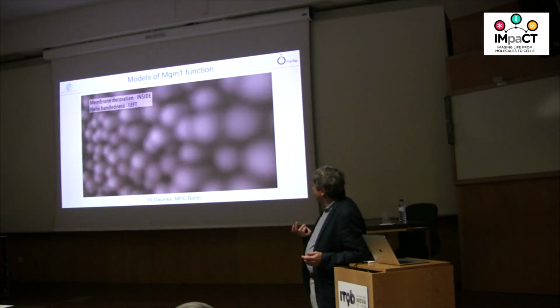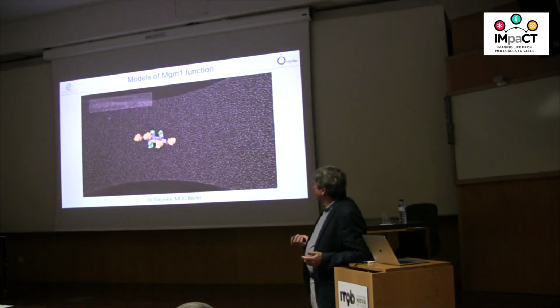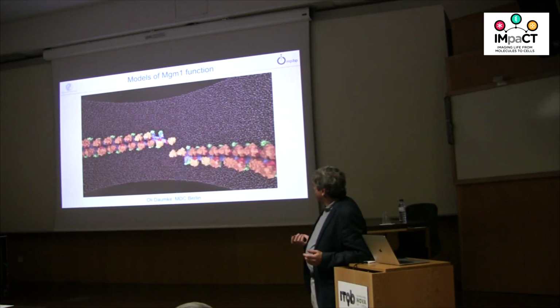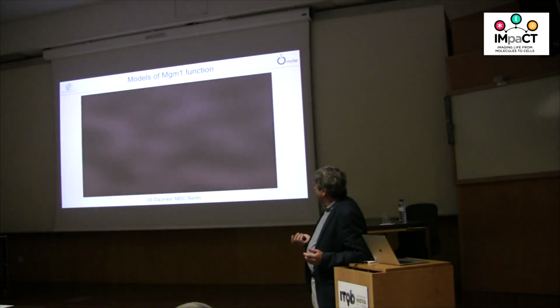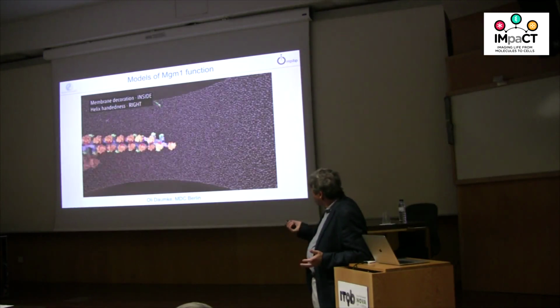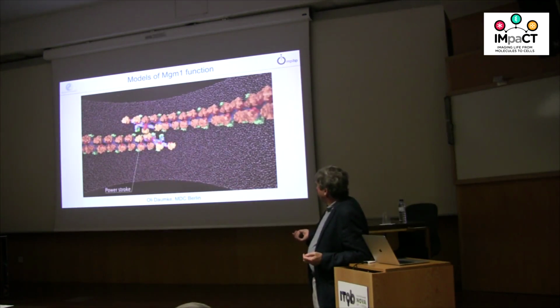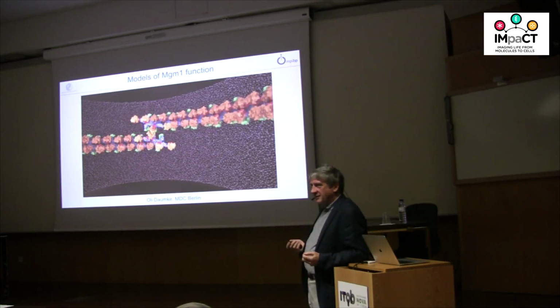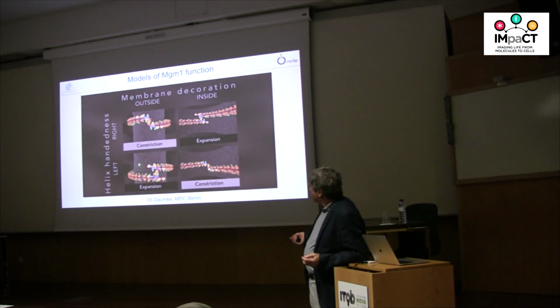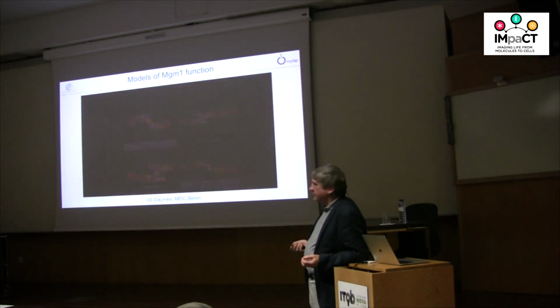Again, depending on the handedness of the helix, this is one handedness, you have the filaments forming on the inside, and then you have a power stroke, and then you get a constriction. And in the opposite case, you have the opposite handedness, form these filaments, power stroke, and then it expands. So depending on how it's arranged on the membrane, whether it's on the inside or the outside, you can get either constriction or expansion. So that's the model, and now we need to fill this with real data, and that's something that will keep us quite busy.